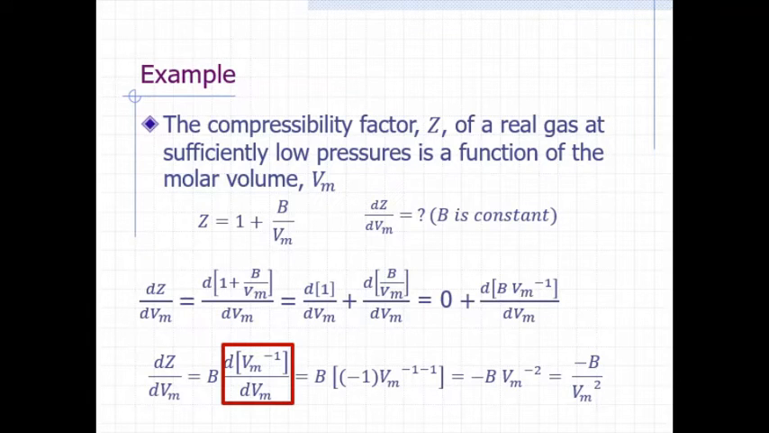So the derivative of V sub m to the negative 1 is equal to n, which is negative 1, times V sub m raised to the n minus 1. Note that n minus 1 is negative 1 minus 1, or negative 2. The expression simplifies to negative B times V sub m raised to the negative 2. Finally, since V sub m raised to the negative 2 is 1 over V sub m squared, we can also write the derivative as negative B over V sub m squared.